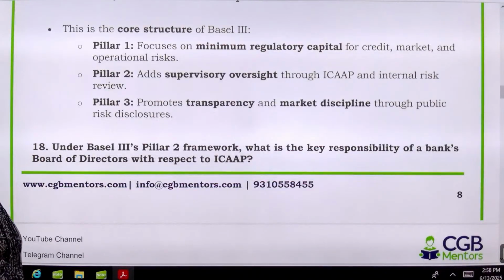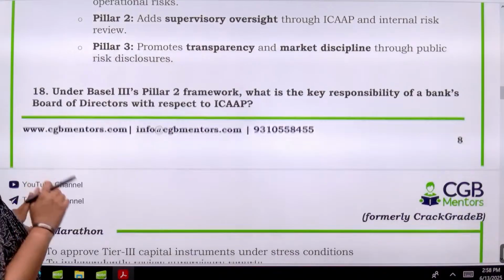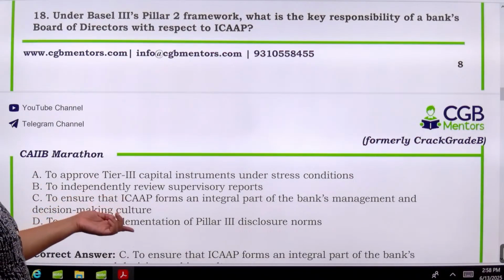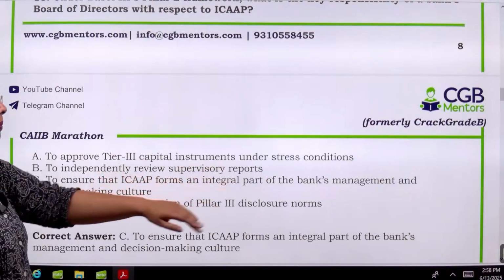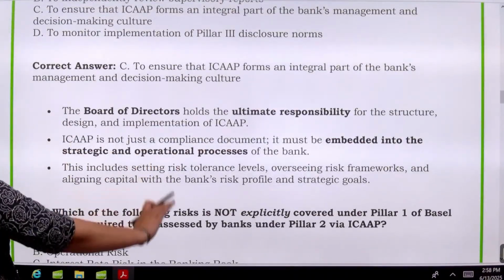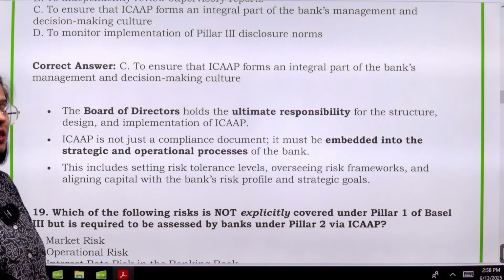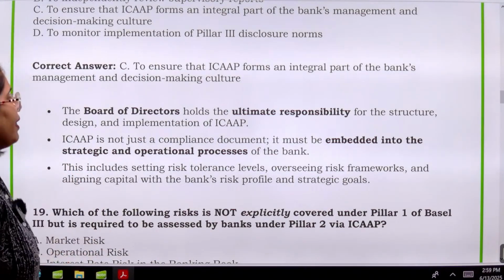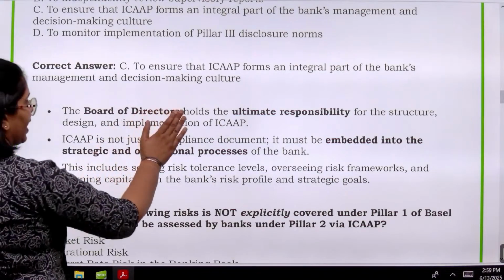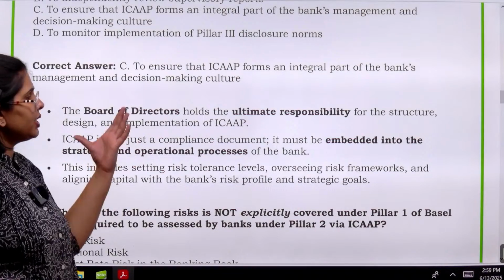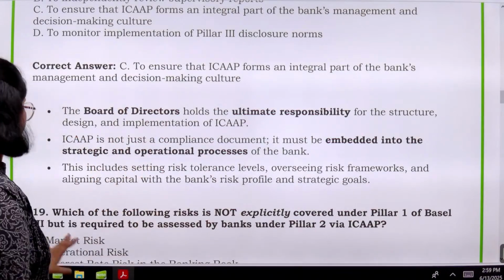Next, under the Basel III Pillar 2 framework, what is the key responsibility of the bank's board of directors with respect to the ICAAP? The board of directors has to ensure that the ICAAP forms an integral part of the bank's management and decision making culture. It's not just a compliance document, but you have to assess all the different kinds of risk which have not been covered in Pillar 1, and the responsibility goes to the board of directors. So they have the ultimate responsibility to structure, design and implement the ICAAP.